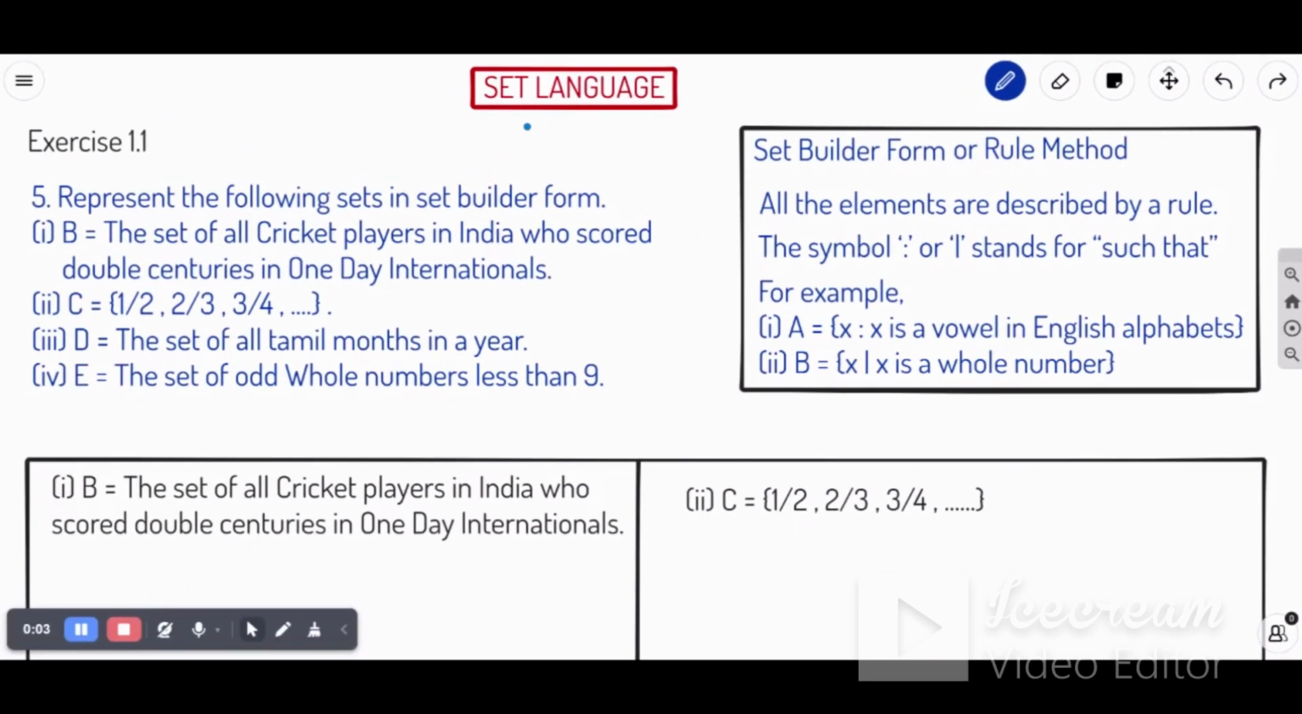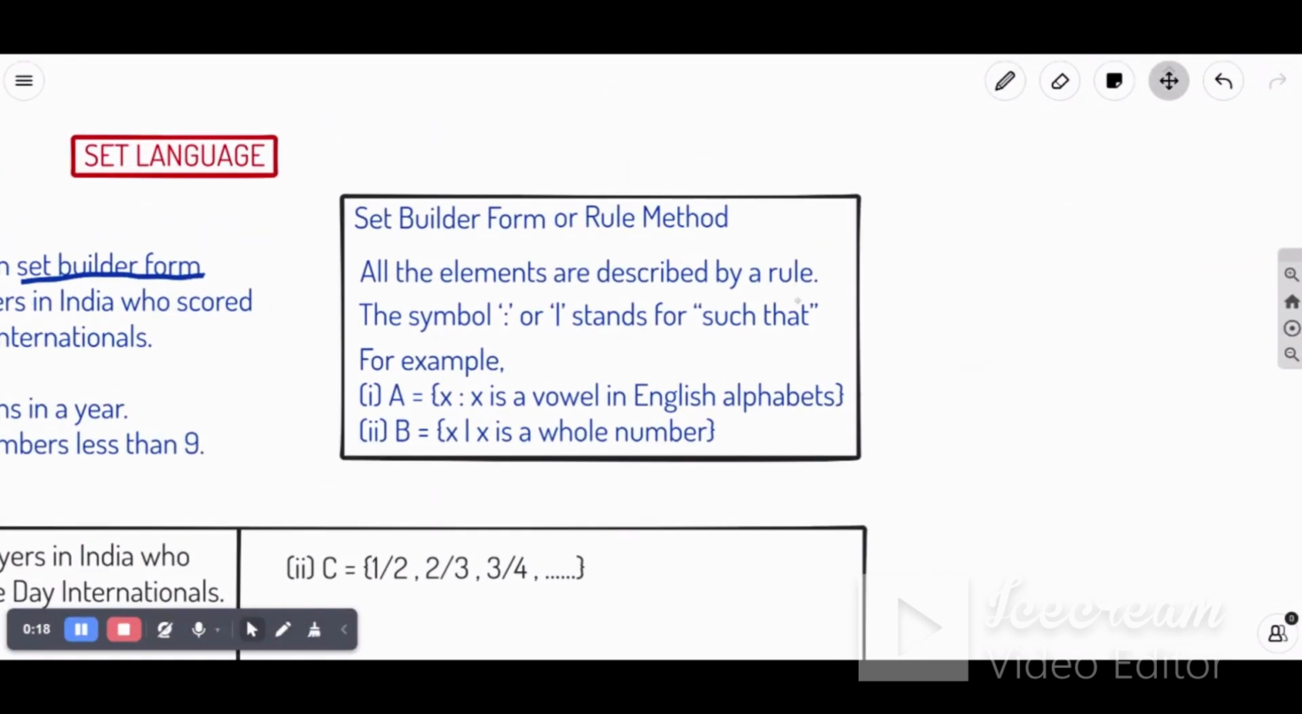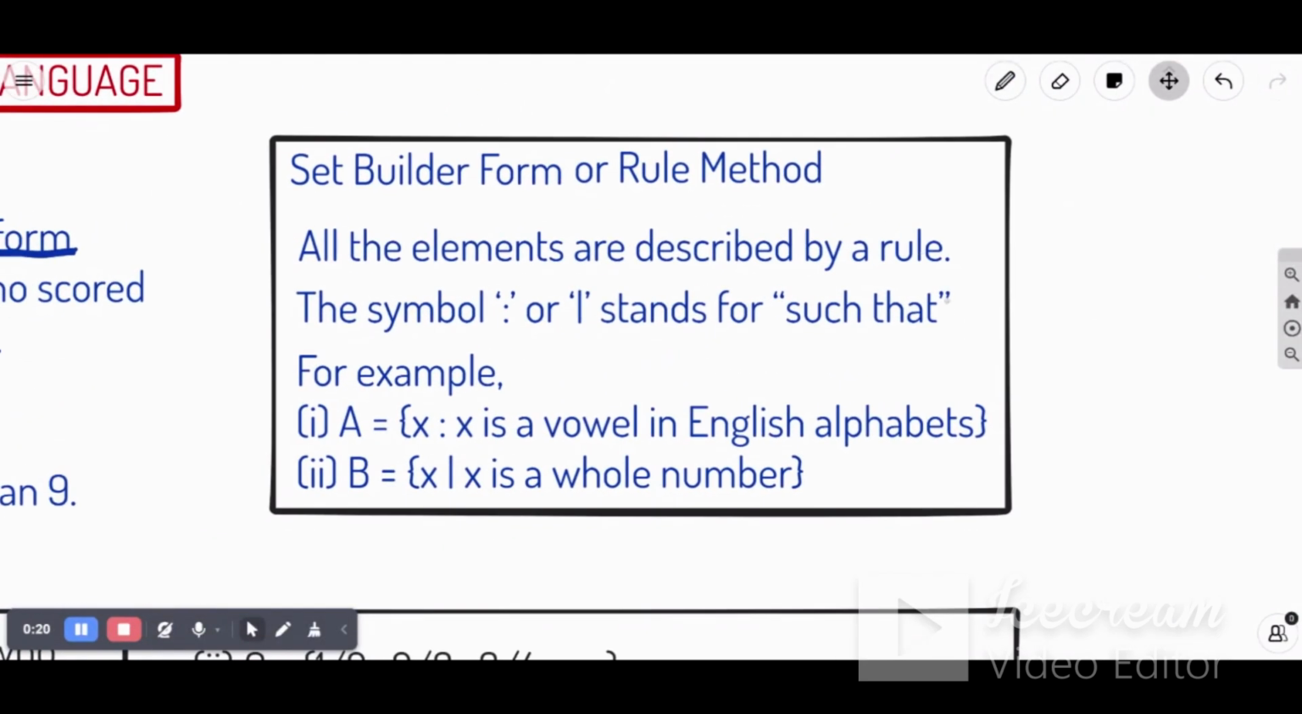Hi everyone. Today let us start with Set Language Exercise 1.1 question number 5. Represent the following sets in set builder form. Before going to the question, let us understand what is set builder form. Set builder form is nothing but we have to represent all the elements in the set by a rule. So the set builder form is also called rule method.